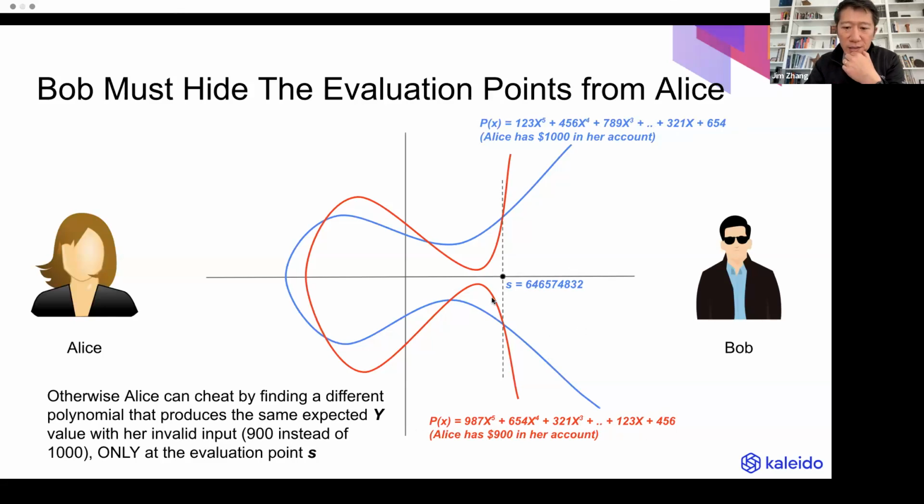If Alice knows the number Bob is trying to pick, she knows the Y value when this is evaluated against the proper polynomial. Then she can tweak this polynomial so that it also gives the same Y value on this S. So even though these are completely different polynomials, they give the same Y value on S. If Alice knows this evaluation point, she can cheat this way pretty easily. So that's why Bob has to keep this evaluation point secret from Alice.